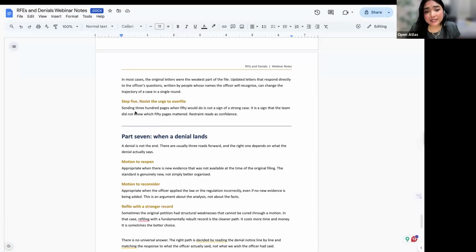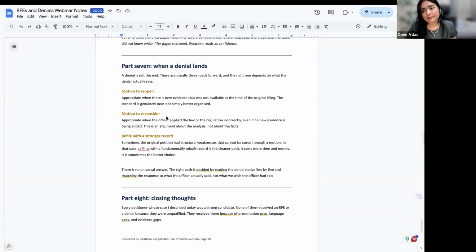Step 5, resist the urge to overfile. Sending 300 pages when 50 would do is not a sign of a strong case. It is a sign that the team did not know which 50 pages mattered. Restrain. It means let's keep it very precise. If something can be done in 100 pages, keep it in 100. Let's not overwhelm them with 300-plus pages just because we have so much material to show. Just be very precise when the RFE is in the picture.